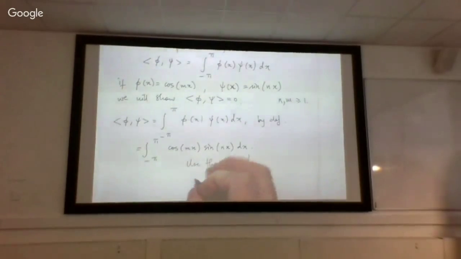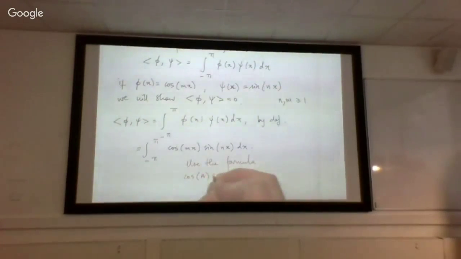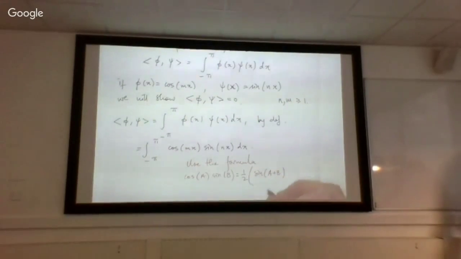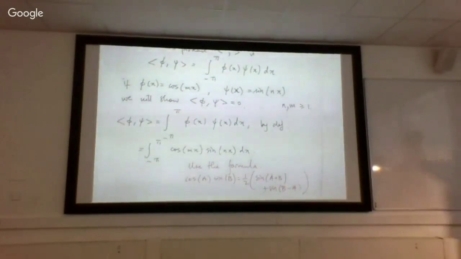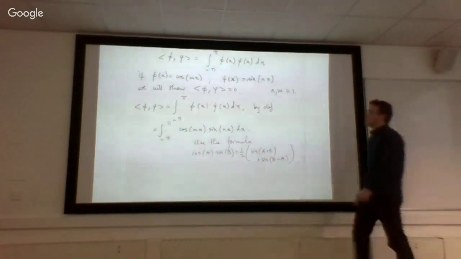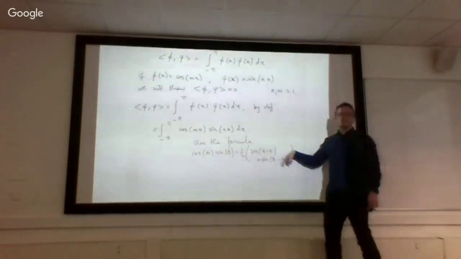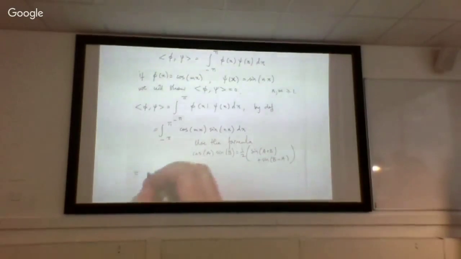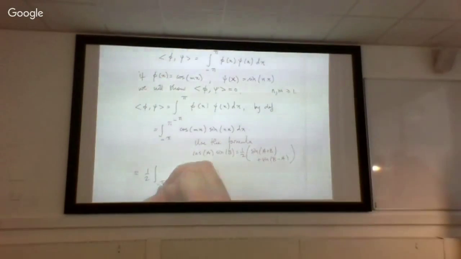We'll use the formula that cosine A times sine B is in fact a half of the sum of the sine of the sum and the sine of the difference. Okay, so it's a standard formula from trigonometry that we can use. And that will turn our product of cosine and sine here into just a sum of two sines, which we'll be able to integrate using just the standard formula for integrating a sine function. So we're going to have a factor of a half out here, integrating from minus pi to pi.